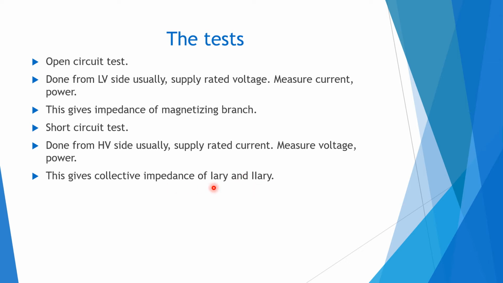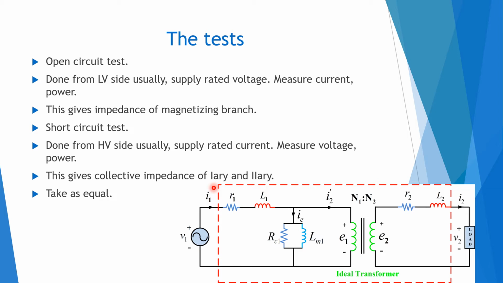Now, technically, this is the most that you can get out of these two tests, but then there is an assumption that you take the impedance of the primary and the referred impedance of the secondary as equal, right? So you take Z1 and A squared Z2, because we are referring it, as equal, and then you can find out all the things.